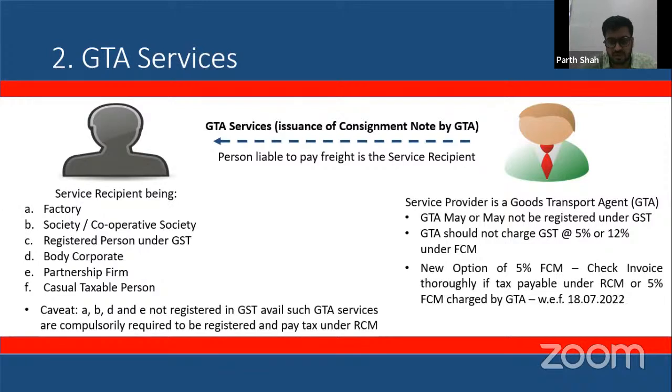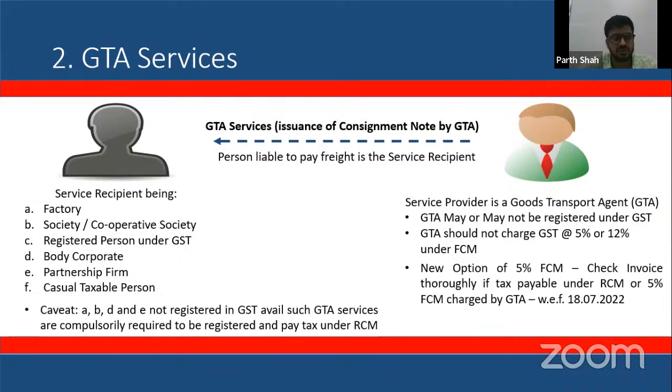So please check your invoices moving forward, which of the three options your GTA has actually exercised, and accordingly, you can decide whether you are liable to pay tax or the GTA is required to pay tax. So as we discussed, who is the service provider in this case? The next set is who is the service recipient.